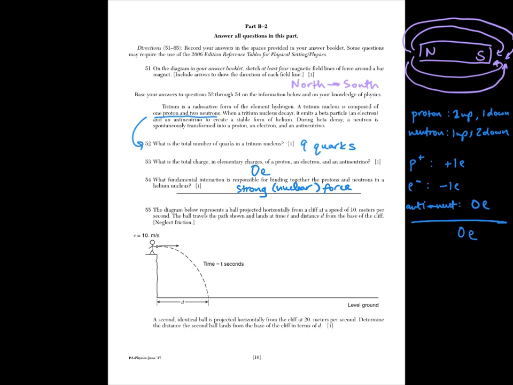Alright, number 55. Here we have someone tossing a ball horizontally off a cliff. That's a very small cliff, to be honest. Anyway, it goes a distance of d. Now, what happens when you launch it at 20 meters per second? So it's twice as fast. So it should go twice as far. So this now is 2d, and that is our answer.